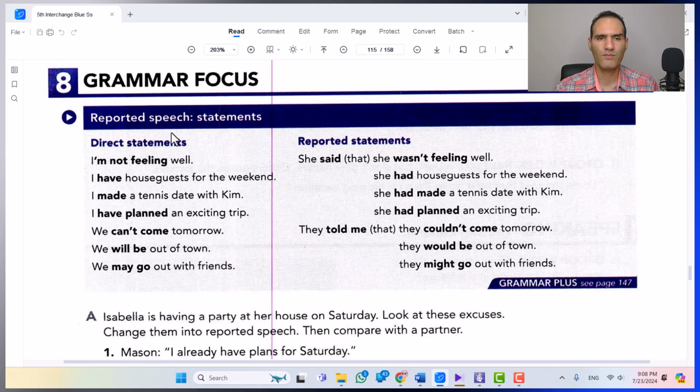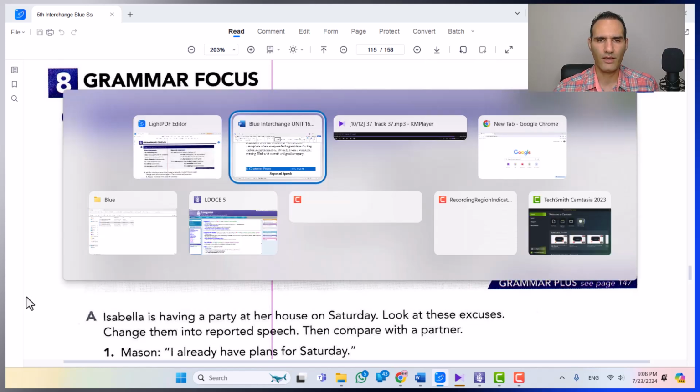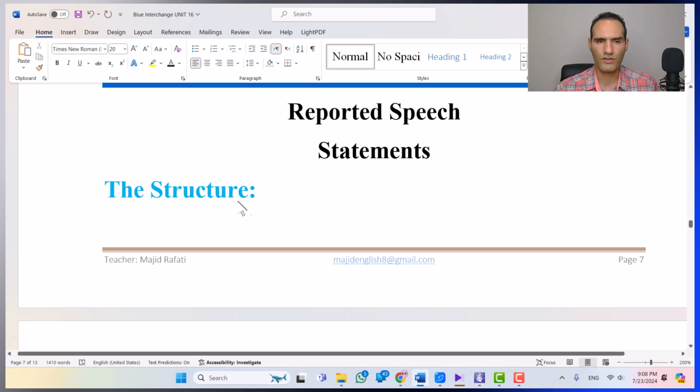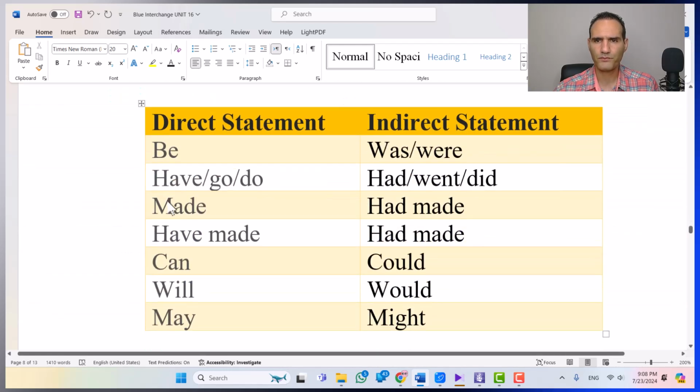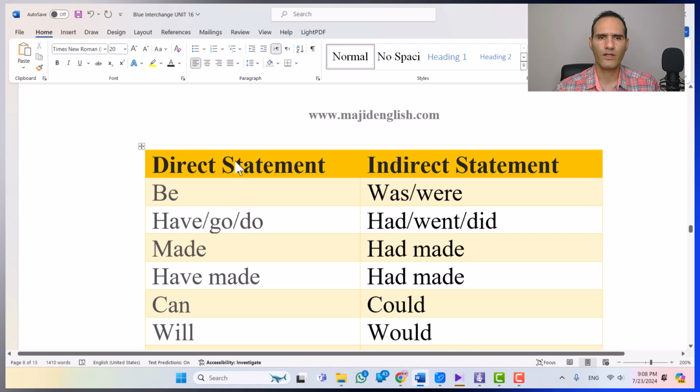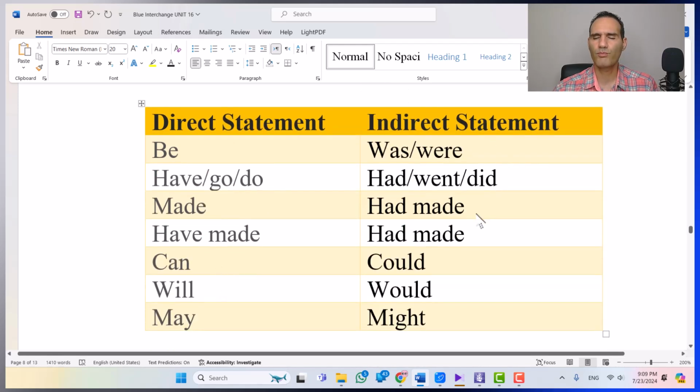Here we have reported speech, but for statements, sentences. Okay, not very difficult. Just let's take a look at that. Here it says reported speech, statements, the structure. The structure is whatever the direct statement verb is, you just bring the indirect statement one tense back. Just that. Direct statement, indirect one tense back. So here it says be, it will be was or were. Here it says have, had, go, went, do, did. These are just some examples.